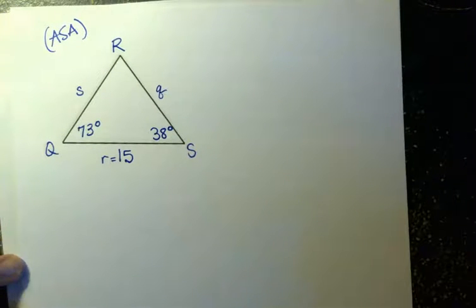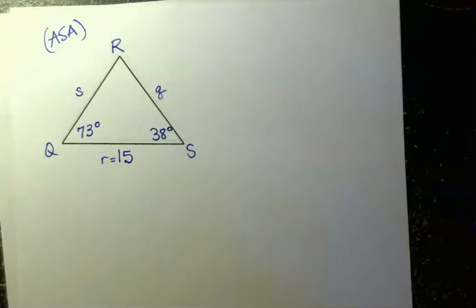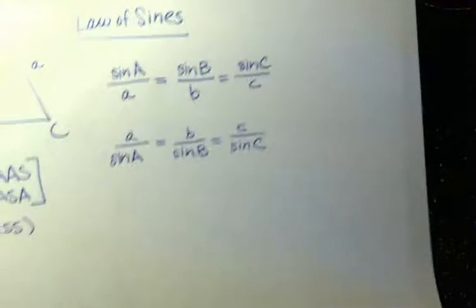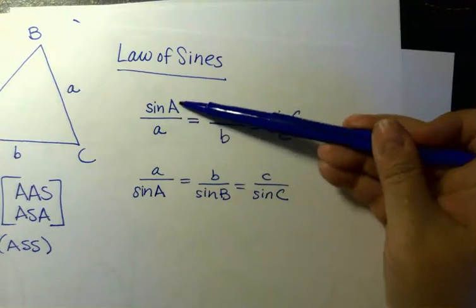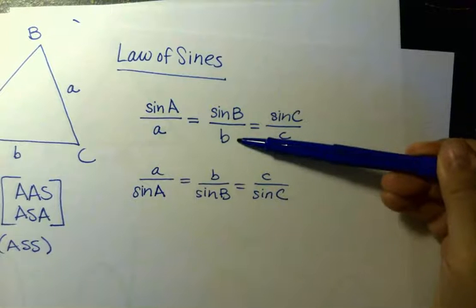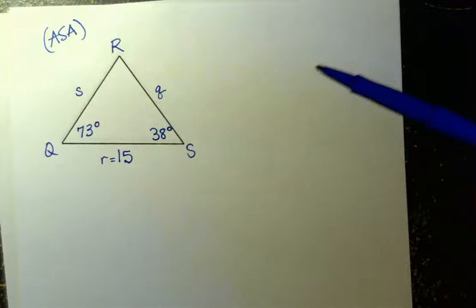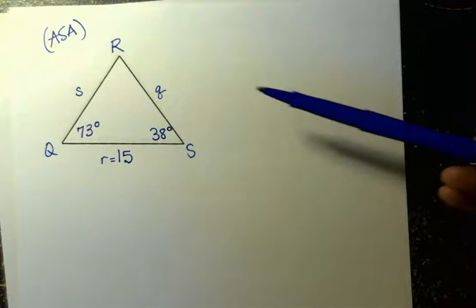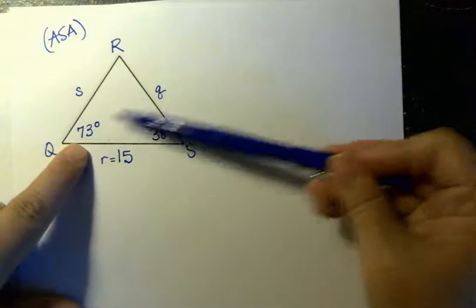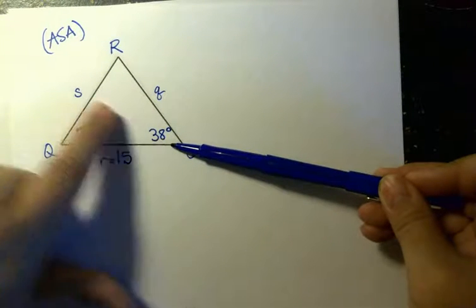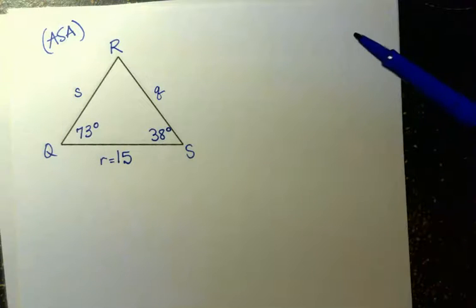Okay, so I'm going to start by saying, well, anytime we're trying to set up a proportion, we have to know both the top and bottom for one of the ratios, or else it's not helpful to us. So I'm going to say, I want the angle that I have the side across from it. So like, not this one, because I don't know the side across from it. Not this one, because I don't know the side across from it. So what am I going to do?